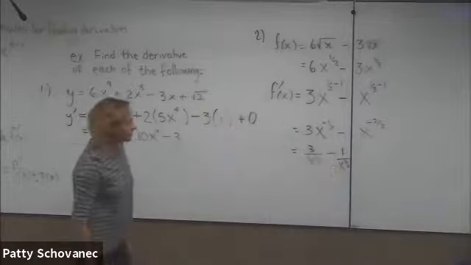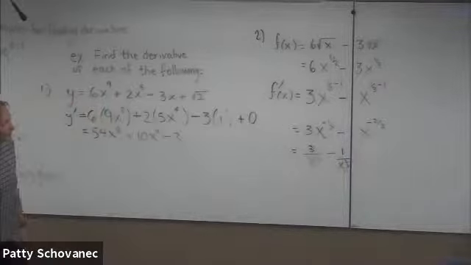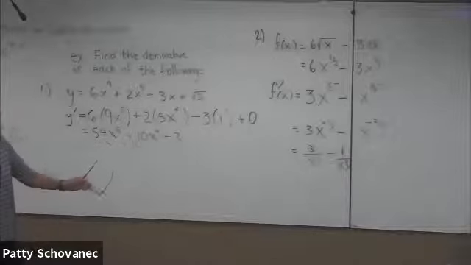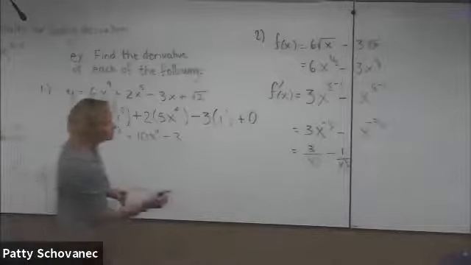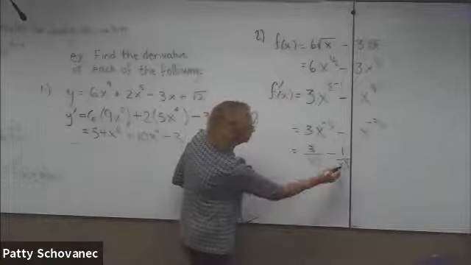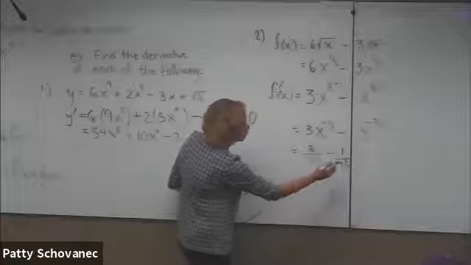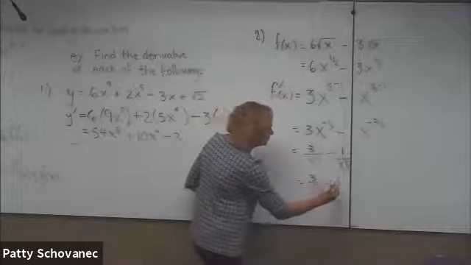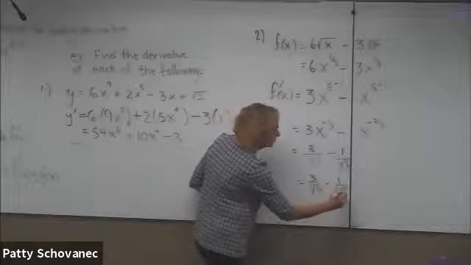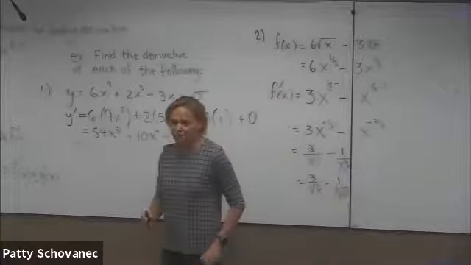If you like fractional exponents, that's good. If you like radical signs, what would that look like in radical form? Well, it'd be just a third squared. The cube root of the x squared, right? So that's 3 over the square root of x minus 1 over the cube root of x squared.